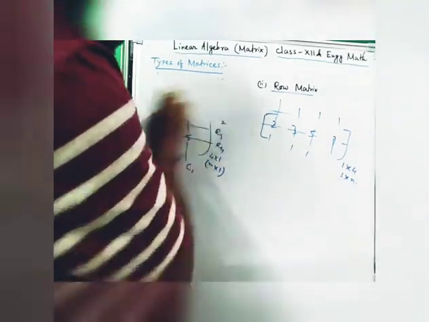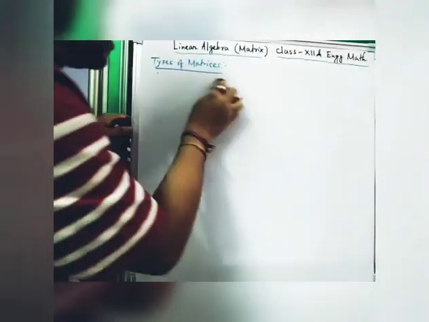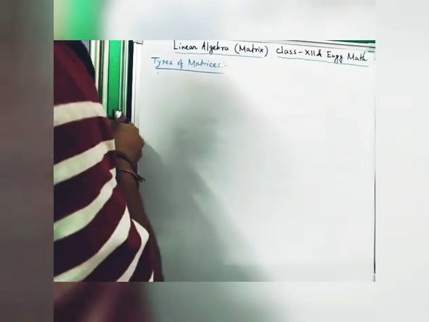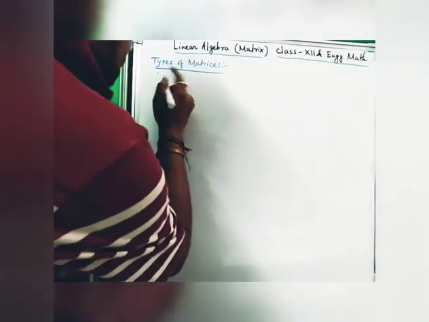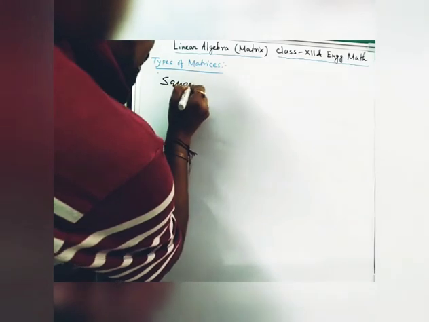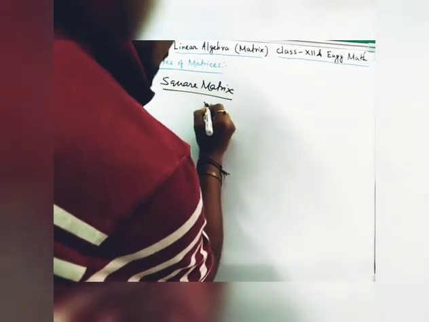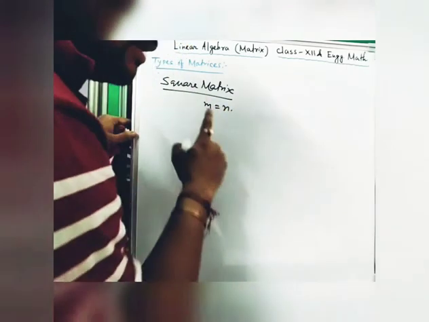Okay, do you understand the column matrix and row matrix? And the next is square matrix. Okay, so square matrix is a square formation. The condition is that the number of rows and number of columns must be the same, m equals n.